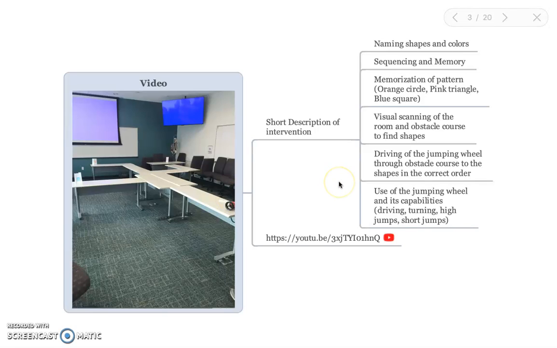So a few things that this worked on was naming shapes and colors, sequencing and memorization of the pattern, which we did orange circle, pink triangle, and blue square, visual scanning of the room and obstacle course to find shapes, driving of the jumping wheel through the obstacle course to the shapes in the correct order, and then use of the jumping wheel and its capabilities like driving, turning, high jumps, and short jumps. And here is our video.